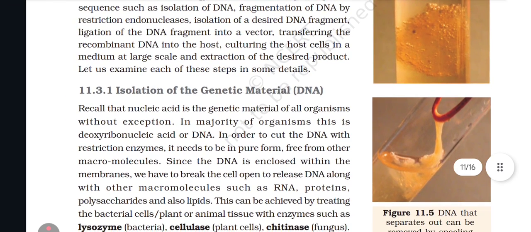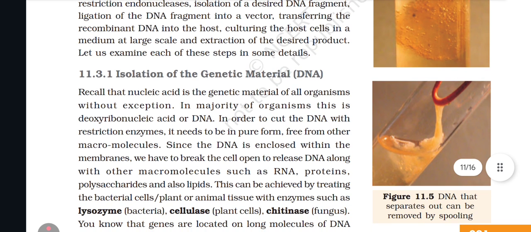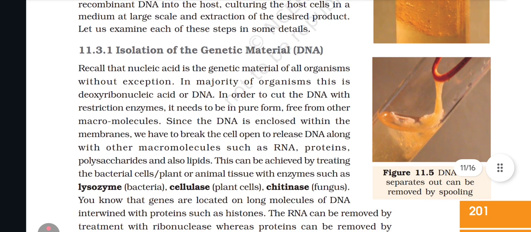Isolation of the genetic material, DNA. Recall that nucleic acid is the genetic material of all organisms without exception. In the majority of organisms, this is deoxyribonucleic acid or DNA. In order to cut the DNA with the restriction enzyme, it needs to be in pure form, free from other macromolecules. Since the DNA is enclosed within the membranes, we have to break the cell open to release DNA along with other macromolecules such as RNA, protein, polysaccharides, and also lipids.